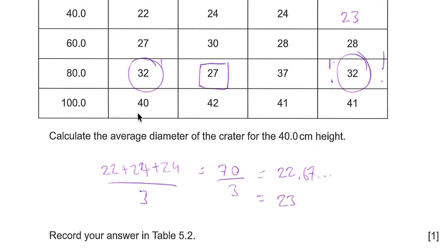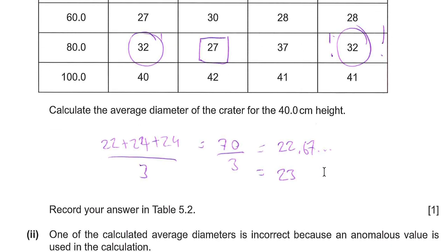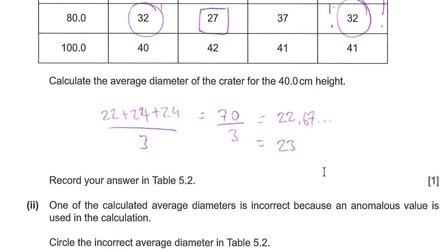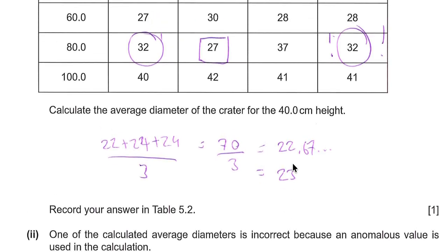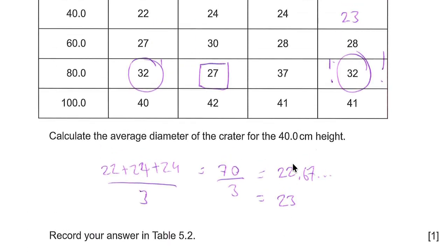This is where I've screwed up here. One of the calculated averages is incorrect because an anomalous value is used. So we've got anomalous values used in the calculation. Circle the incorrect average diameter, and this is where I circled the wrong things. What I meant to circle was this one. This is the incorrect average diameter.